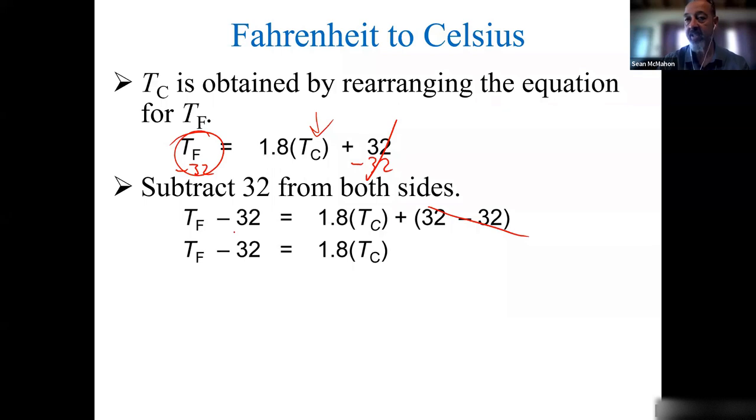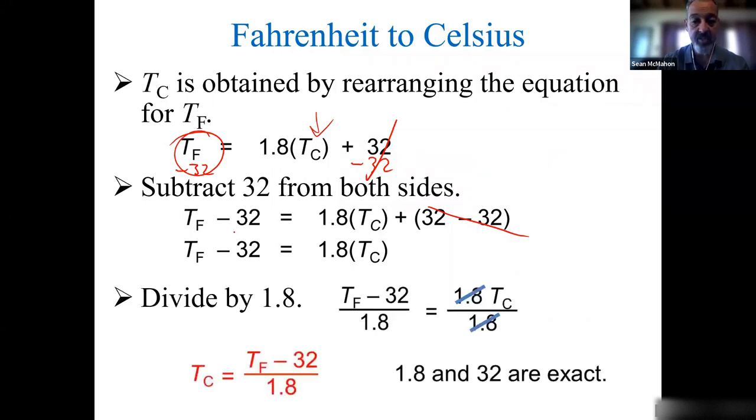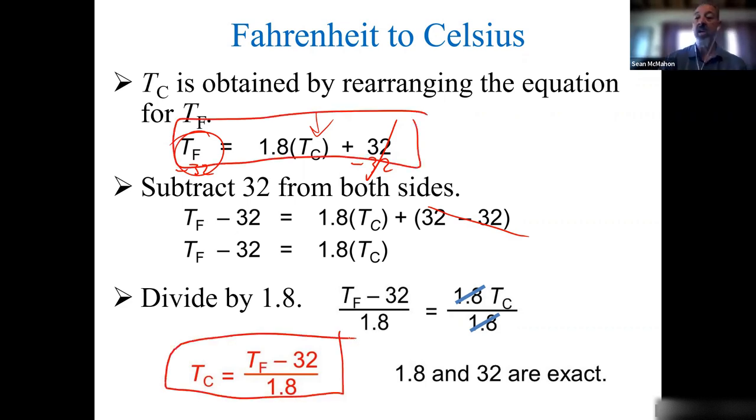So how do I get the Celsius by itself? Divide both sides by 1.8. And that would be my way to rearrange it. So you should be comfortable algebraically rearranging this formula to this formula. Now, a lot of people are like, I don't want to memorize a bunch of formulas. Don't. Memorize one and then convert to the other one using algebra.